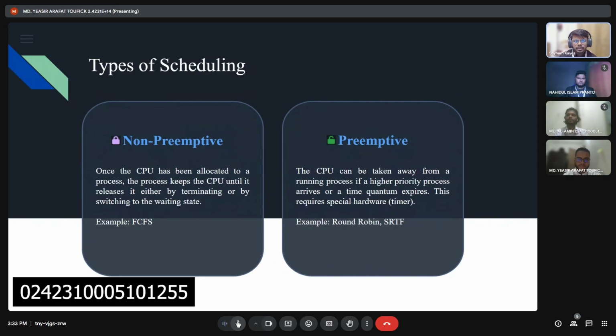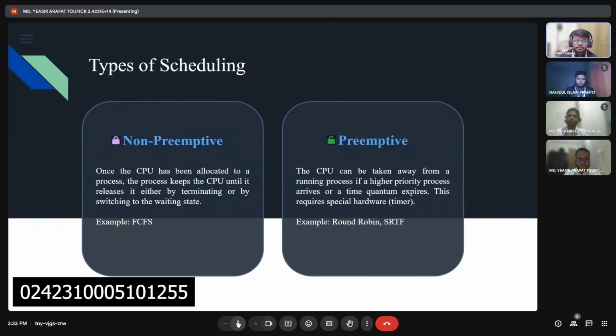This is simple and inflexible. Preemptive type. This is more common in modern OS. The CPU can be forcibly taken away from a running process, usually by a timer interrupt, to give it to a higher priority process or simply to enforce fairness. This requires special hardware support, like a timer, but leads to much better responsiveness.